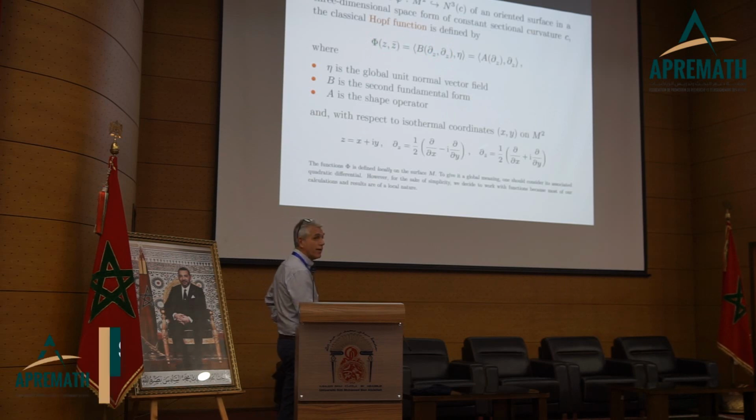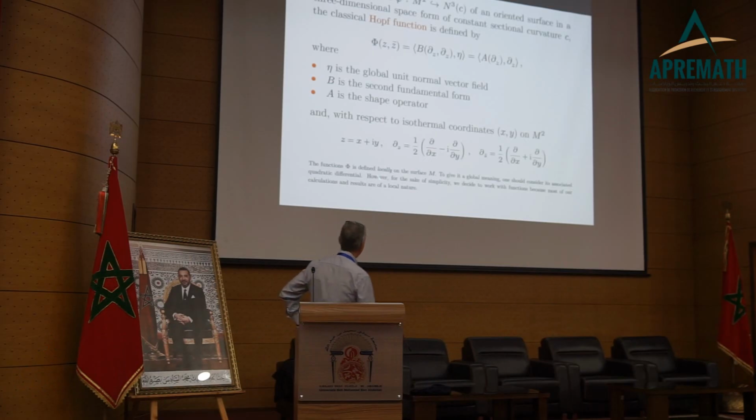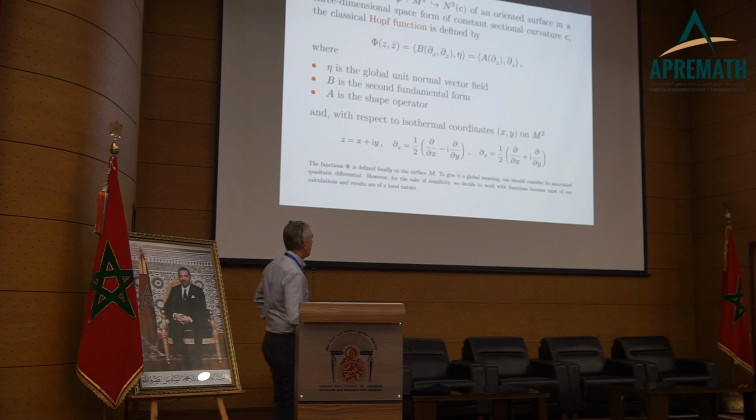Well, here there is something written that looks like one of the things you find when they ask you to sign an insurance, no? It is just saying that really you should give this function a global meaning, and to give a global meaning, you should go through the associated quadratic differential. But in this talk, I will just stay with the Hopf function, which is easier, and my work will be local, so we don't need to do this. And here are all the details. Eta is just the global unit normal, and so on. Okay, so we have this function.